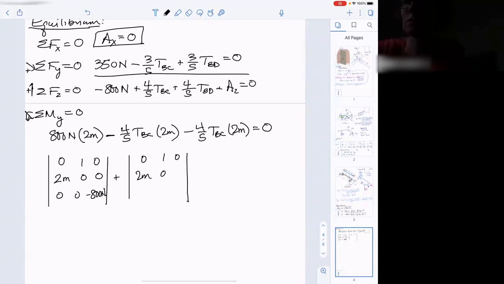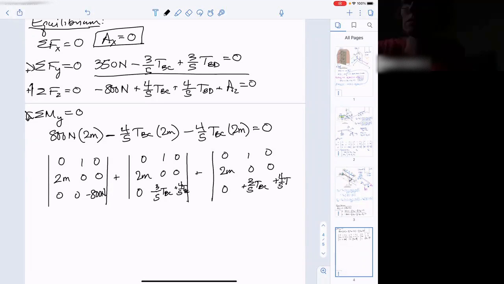And 2 meters, 0, 0. But now we're going to plug in tension in BC. Tension in BC has the 0 minus 3/5 TBC plus 4/5 TBC. And finally, 0, 1, 0, 2 meters, 0, 0, 0 plus 3/5 TBC plus 4/5 T. Oh, this is not BC. The second one is BD, and I made the mistake up above too. This should have been a BD, and this one should also be a BD.